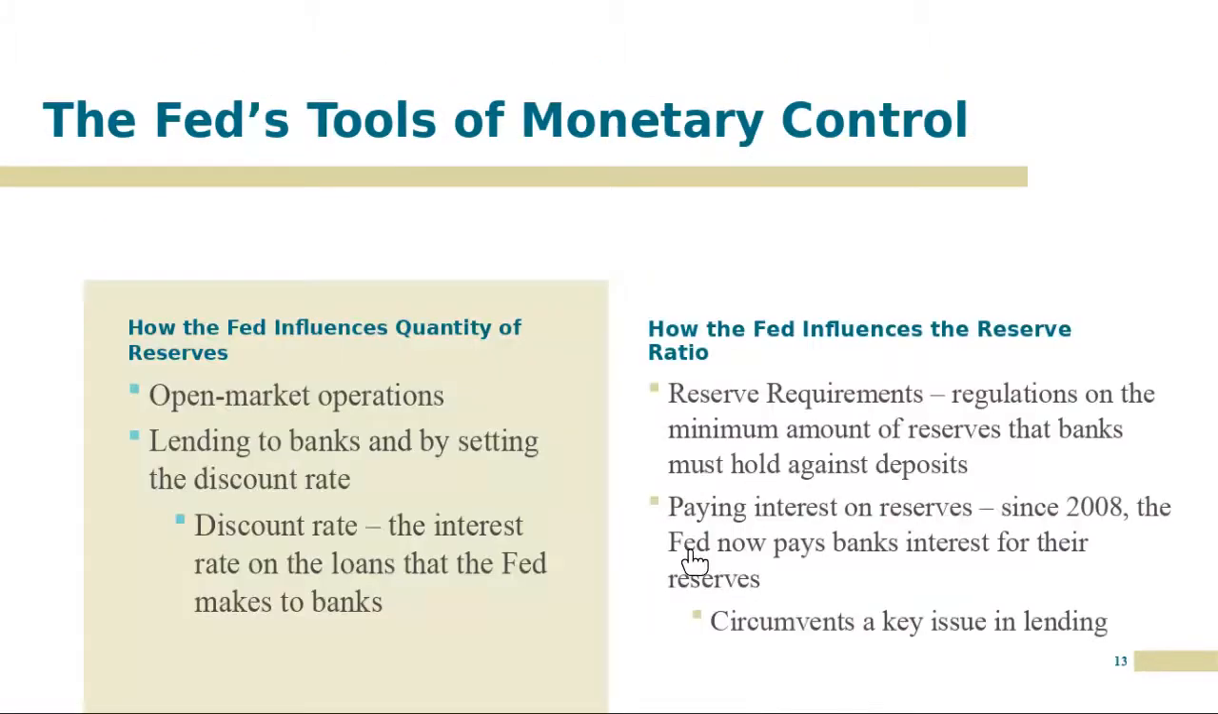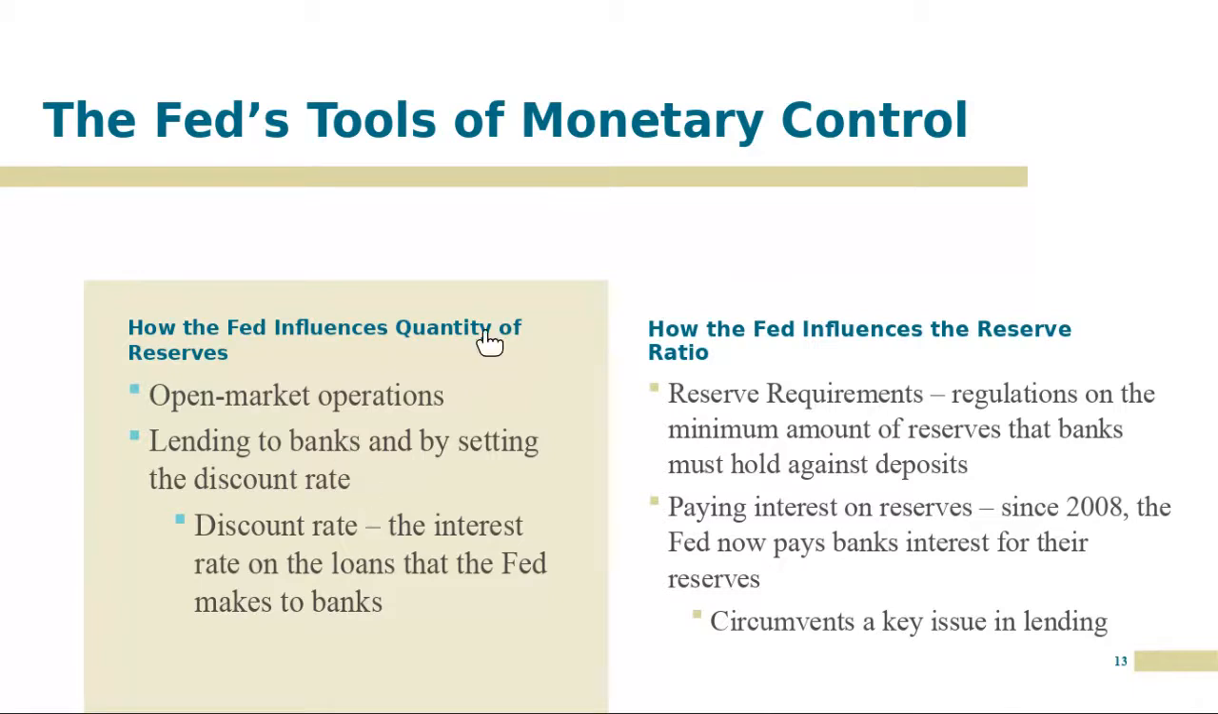Now, beyond this, how does the Federal Reserve Act influence the money supply, fractional reserve banking, and monetary creation? We've already hinted at a couple of examples. We talked about the reserve requirement, which is the regulation on the minimum amount of reserves banks have to hold against deposits. And we also mentioned open market operations, which is buying and selling of government bonds. But there are a few other tools.